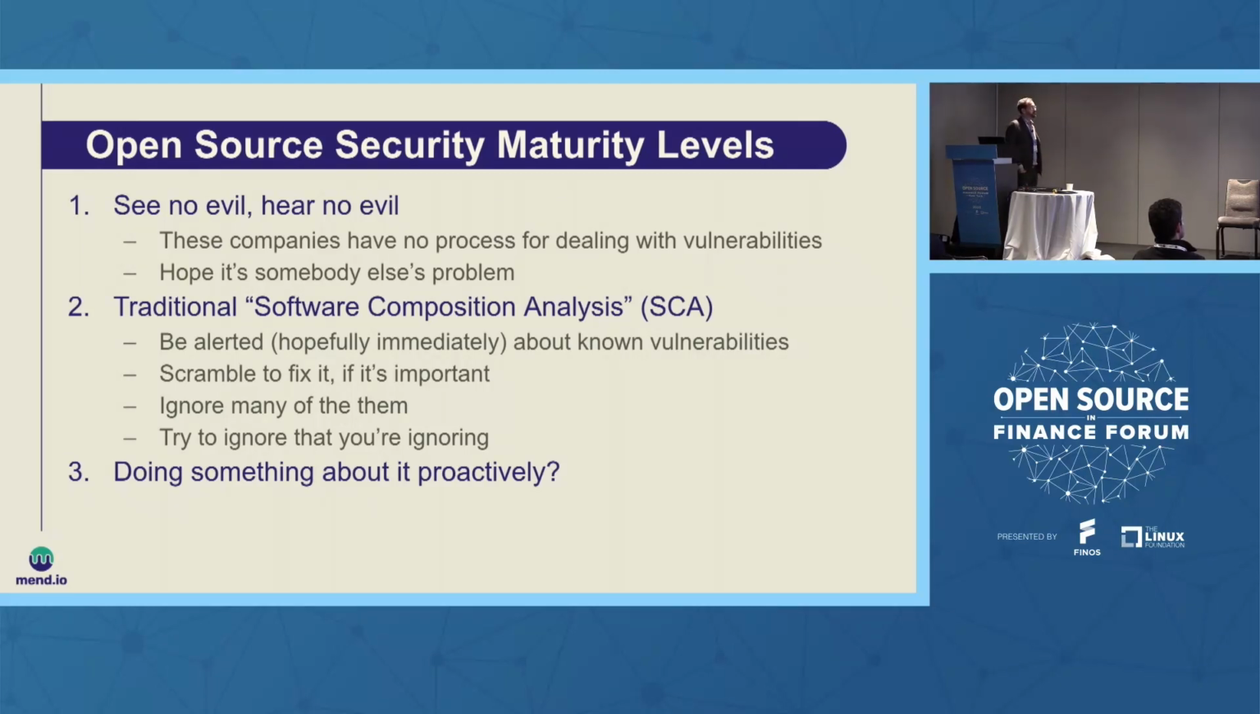Okay, so in the traditional SCA approach, you want to be alerted, hopefully immediately, right, by your vendor or by your process, when you have a known vulnerability. You'll likely scramble to fix it if it's important. Like log4j, Log4Shell. We talk about that one a lot. If we're talking the reality here, most companies ignore a lot of their vulnerabilities. So that's just the reality.